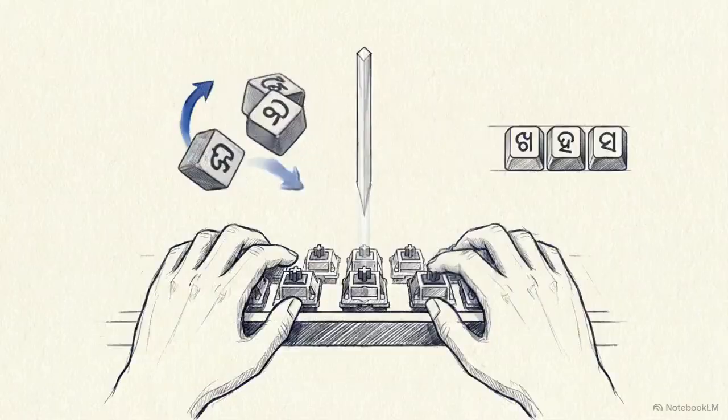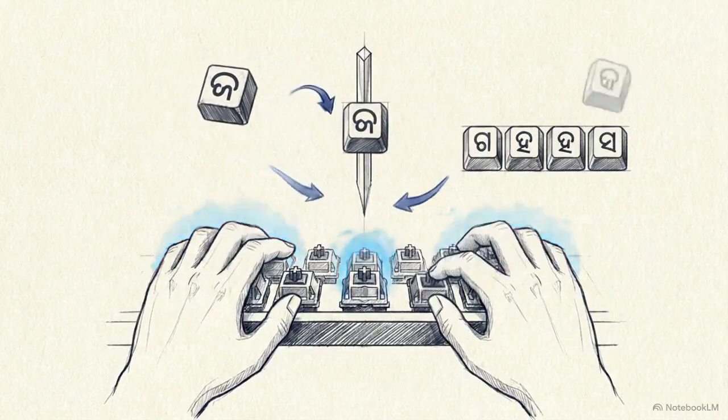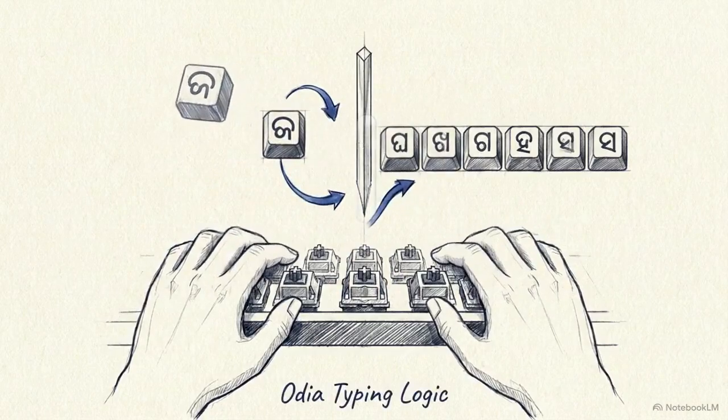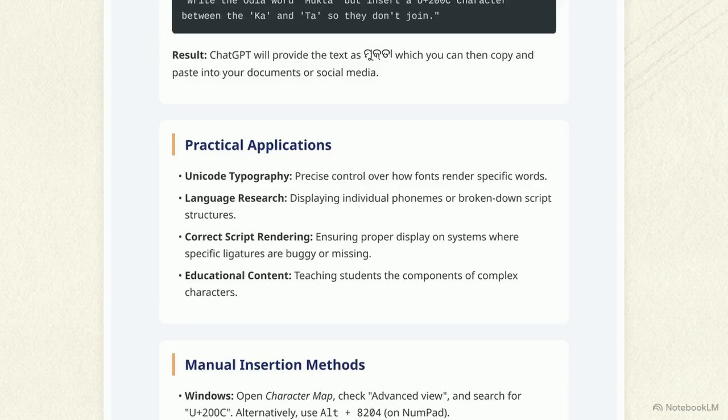You now possess the exact mechanism required to override default text rendering and dictate precisely how complex scripts appear on screen. This document outlines the primary professional arenas where this skill is mandatory: executing precise Unicode typography, displaying isolated phonemes for language research, correcting missing ligatures on buggy systems, and breaking down characters for educational content.